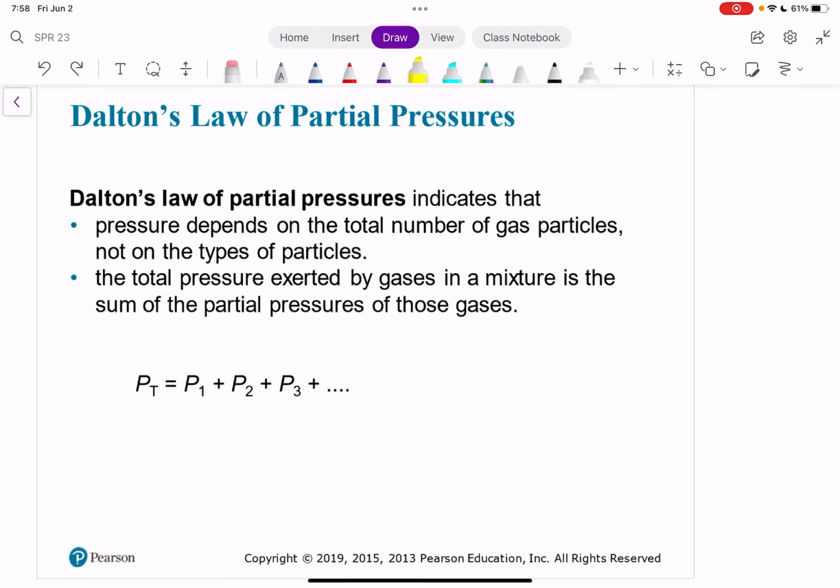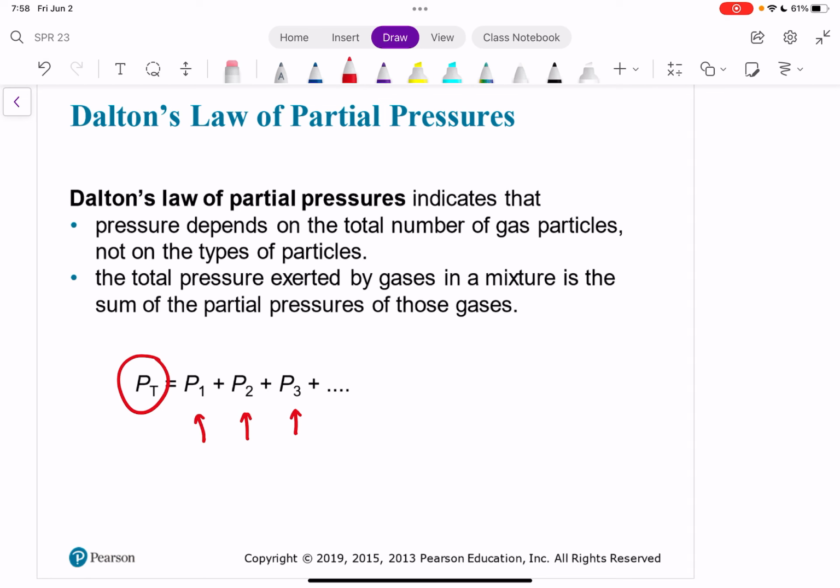So Dalton's law of partial pressures states that pressure depends on the total number of gas particles, not on the type of particles. And the total pressure exerted by gases in the mixture is the sum of the partial pressures of those gases. So in other words, if we take all of the partial pressures of our different gases and we add them up, we can get the total pressure of the gas mixture.